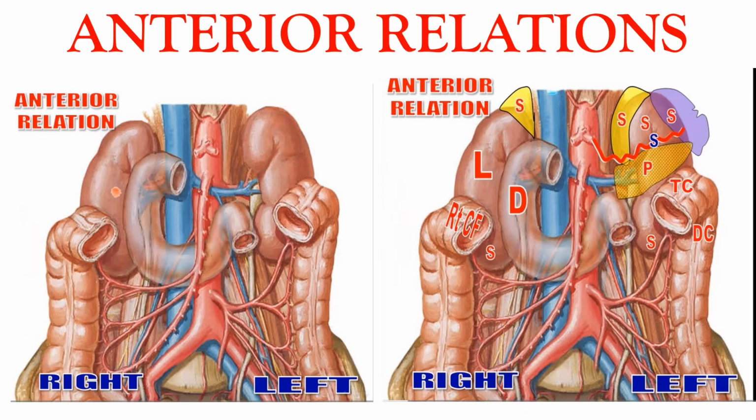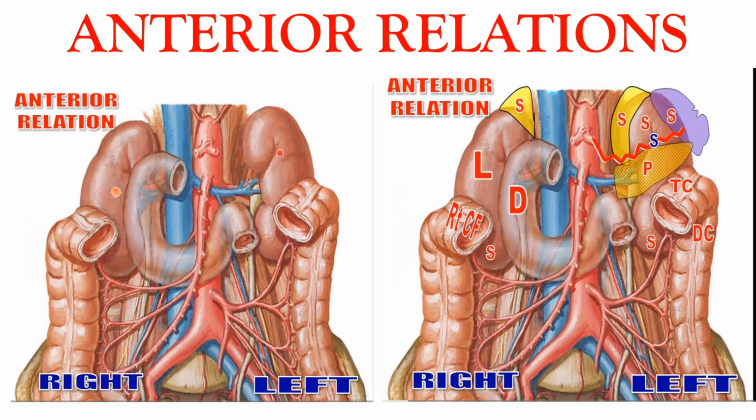Okay, so we will talk about the anterior relations of the kidney, in other words, which structures can be found in front of the kidney. Which structures are related to the kidney anteriorly. So there are so many structures here, but for the purpose of this lecture, I want you to focus on the ones that I'm about to mention. So this is the right kidney, this is the left kidney.